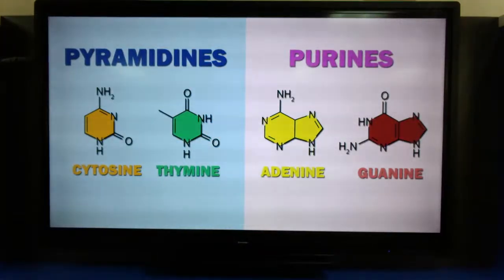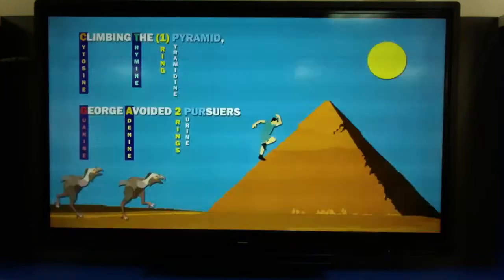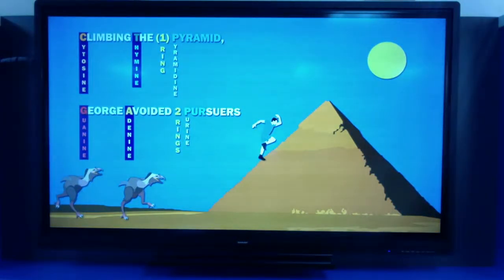The 4 nitrogenous bases can be divided into 2 groups. Cytosine and thymine are pyrimidines, while adenine and guanine are purines. Pyrimidines are 6-membered rings, while purines are composed of fused 5- and 6-membered heterocyclic compounds. You can use this mnemonic to remember that: Climbing the pyramid, George avoided 2 pursuers.